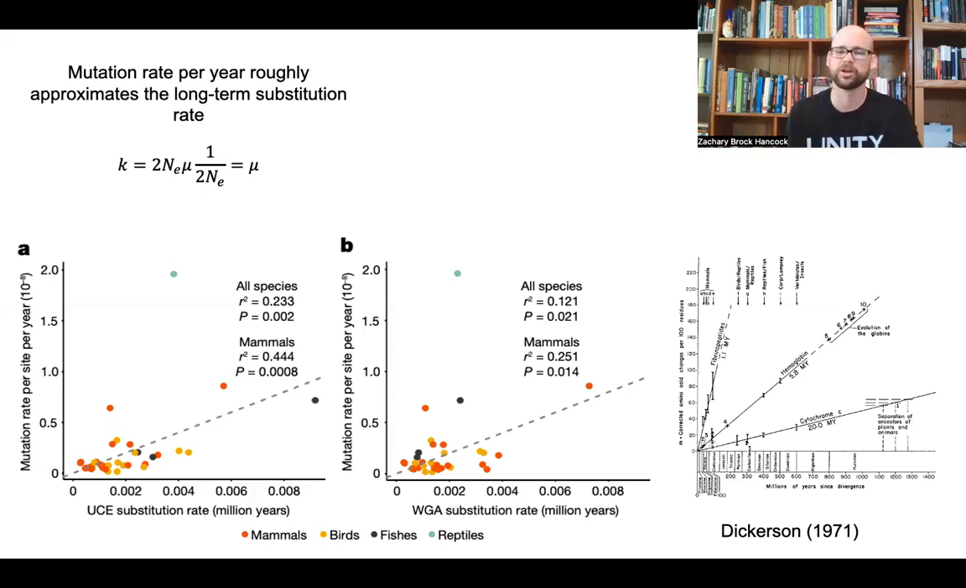And I'm showing you over here on the bottom right, Dickerson, 1971, where what he's plotting on the x-axis is millions of years since divergence based on the fossil record. On the y-axis is the number of substitutions. And I'm just showing you this to look at there's historical precedent for this idea that there should be this sort of 1-to-1 scaling. There should be this very constant scaling through time. That's what they found in the 1960s and 70s. And that's roughly what we're seeing in their data here as well.